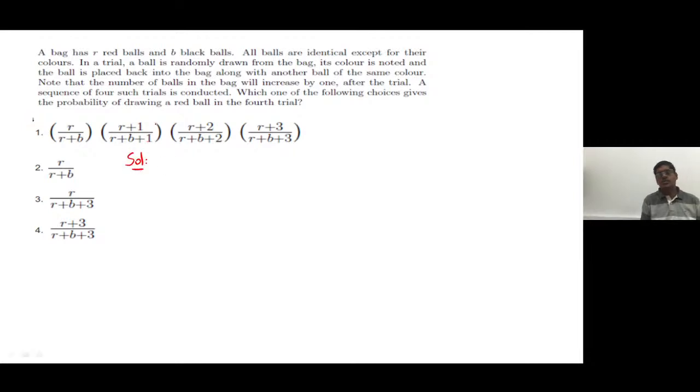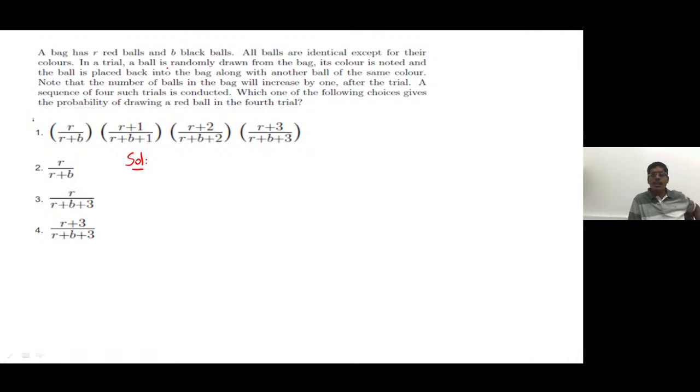The question is related to the probability chapter. A bag has R red balls and B black balls. So initially the total number of balls is R plus B. All balls are identical except for their colors. That means two different colors. The two colors, black and red, are automatically not identical. Balls identical means same shape.